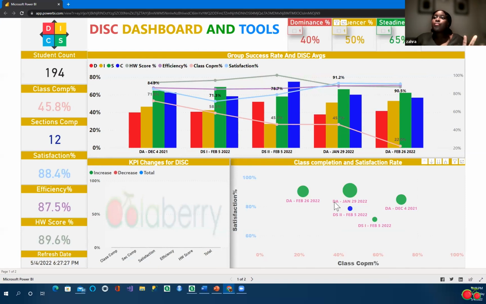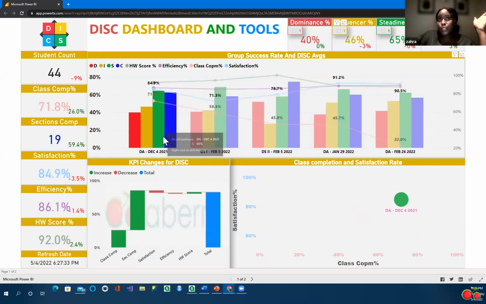So this scatter plot has the class completion. The further you move to the right, that's your class completion, and the higher you go is your satisfaction level. These are the classes that are in the scatter plot. For the sake of this presentation, I would like to base my analysis on the December 4th class since it has the highest completion rate.